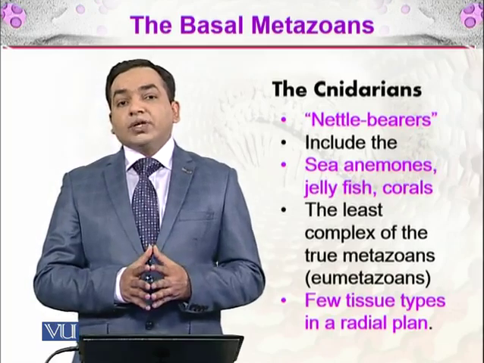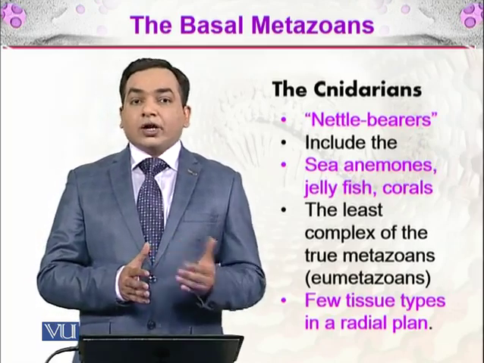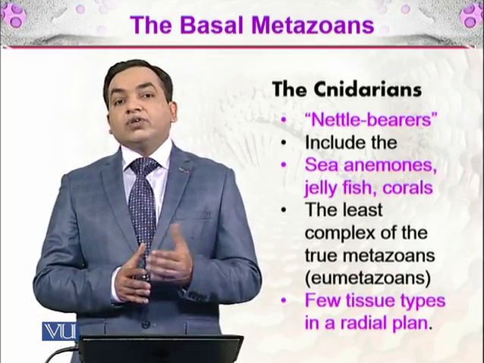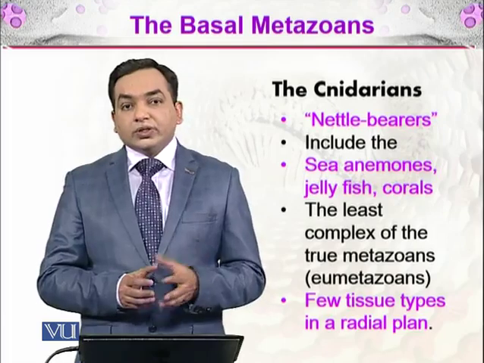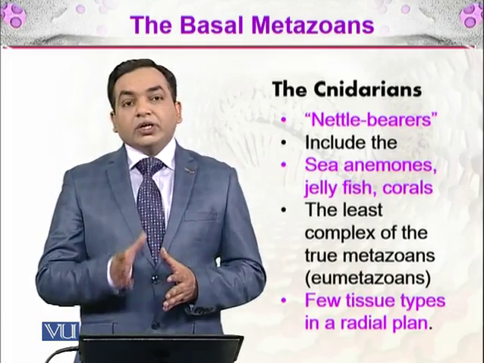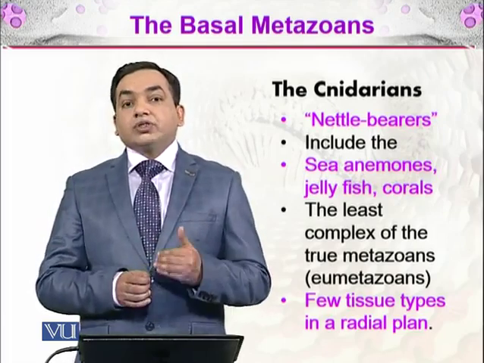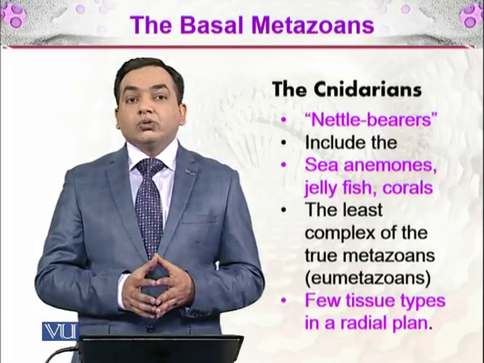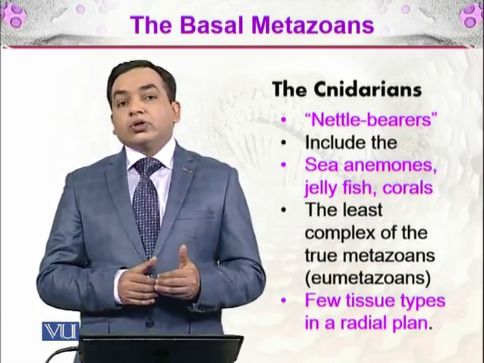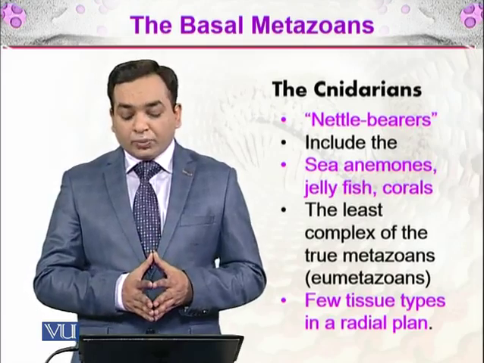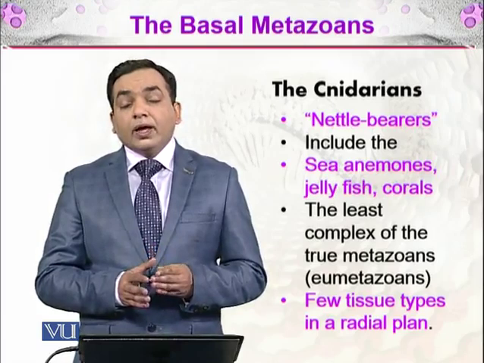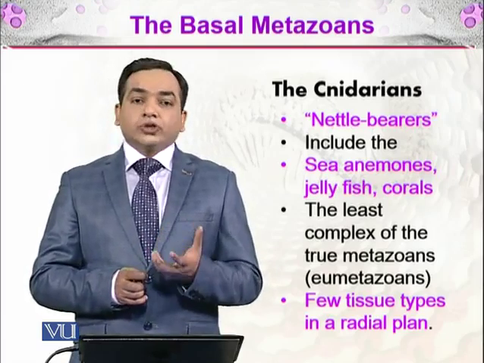In the previous topics, we discussed the parazoa, mainly the poriferans, the sponges. But here, we are discussing the cnidarians, which include the jellyfish and corals and all the other organisms which are the simplest of the eumetazoans. And they have very few tissue types.